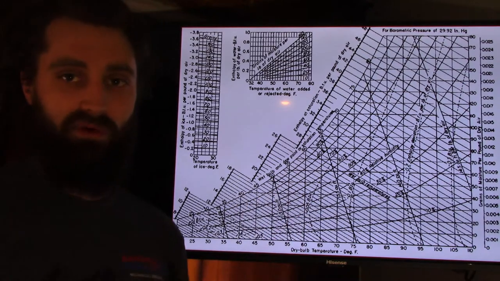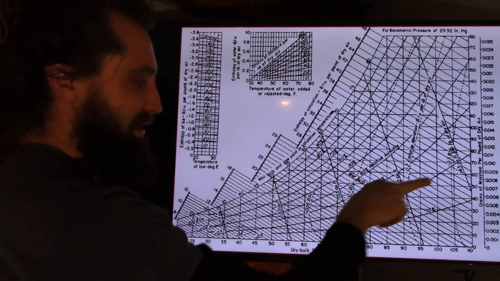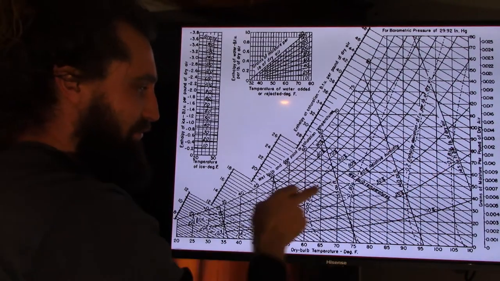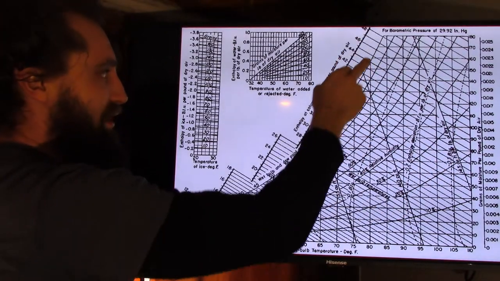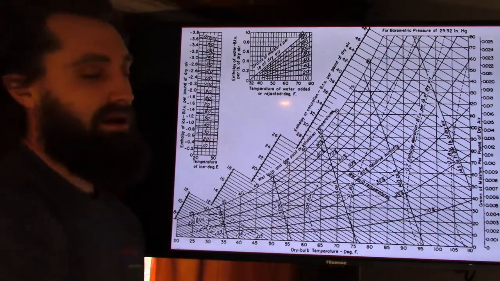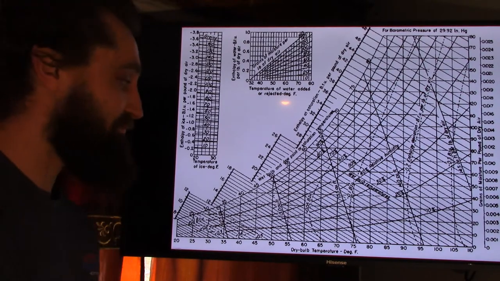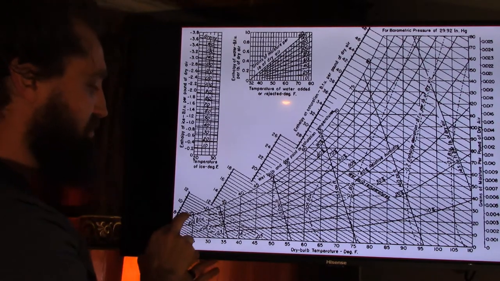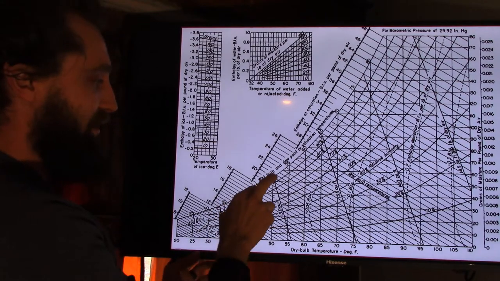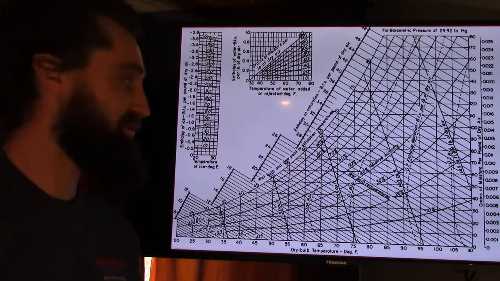These are your actual relative humidity lines. This one, we've got 10%. This one's 20, 30, 40, 50, all the way up to 100%. This is 100%, this upper line here. That upper line also has some numbers on it. These numbers here are our dew point, or our wet bulb temperatures.